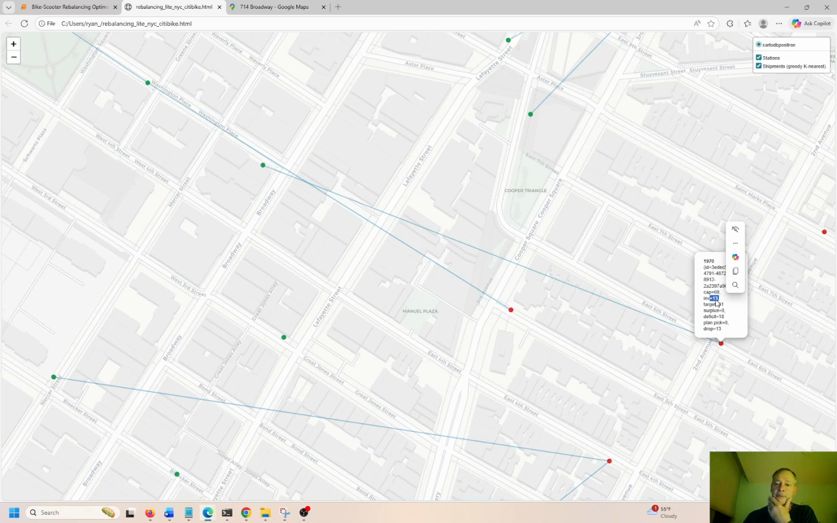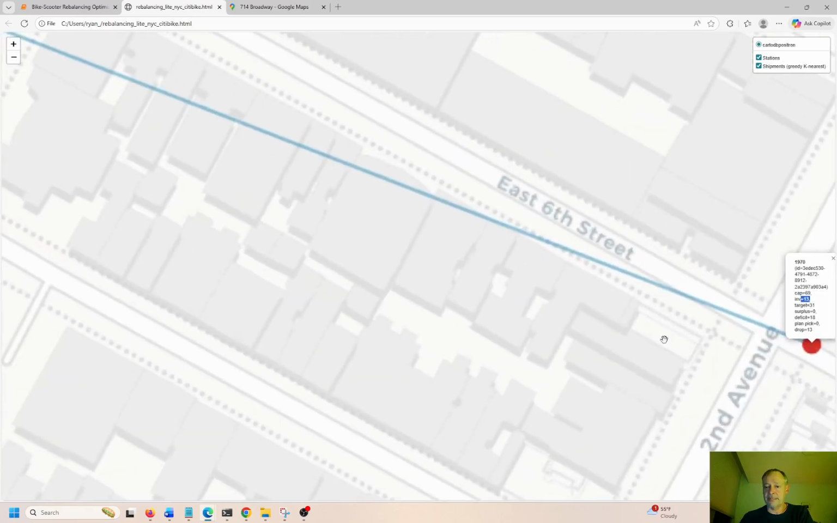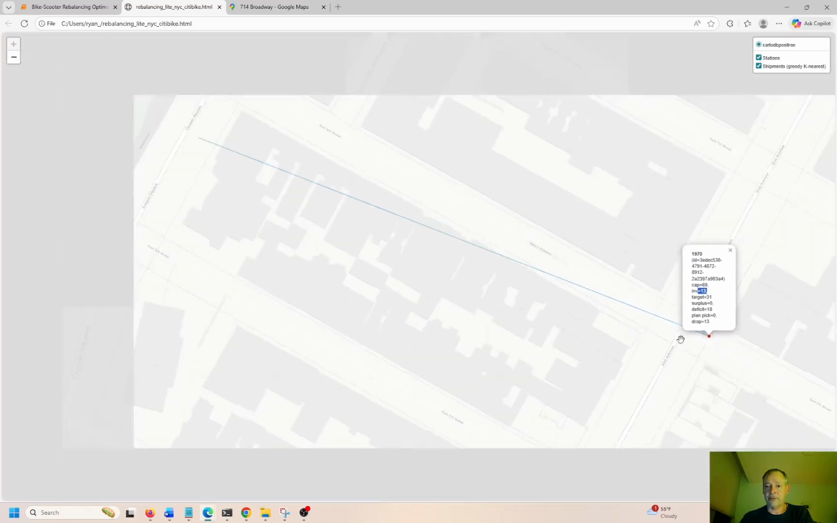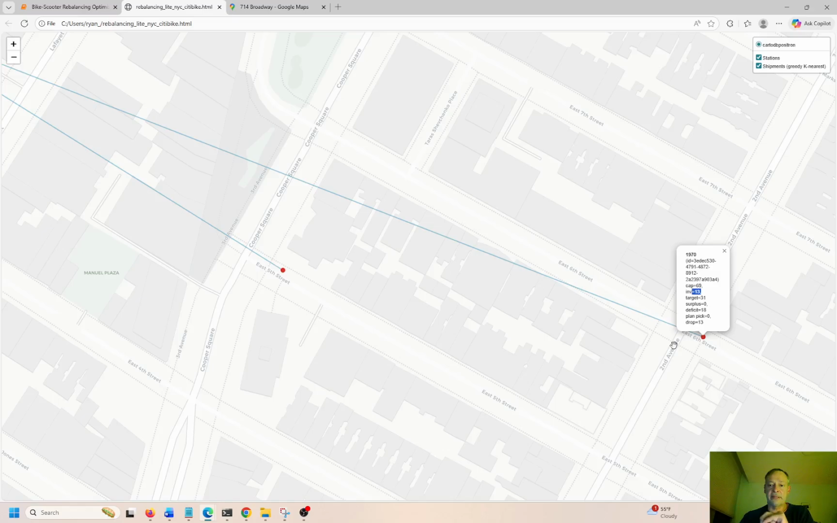Let me look at one more. I'm going to wrap up the video here pretty soon. So 2nd Avenue and East 6th Street, that's what it looks like. This is a folium map. I told you I'm a big fan of these things. I like that a lot. So 2nd Avenue and East 6th Street.